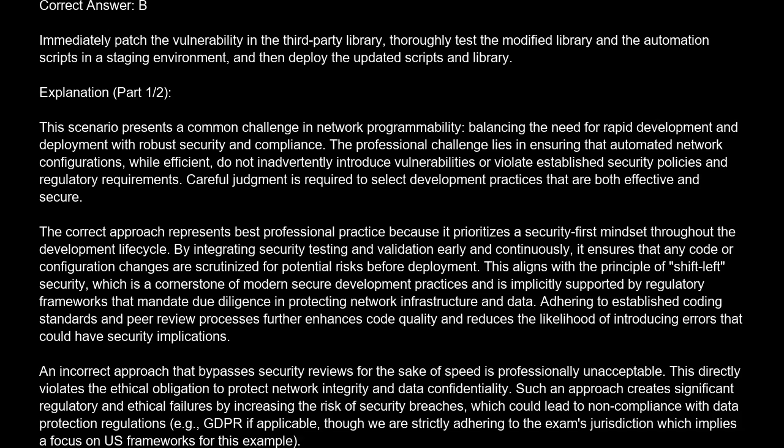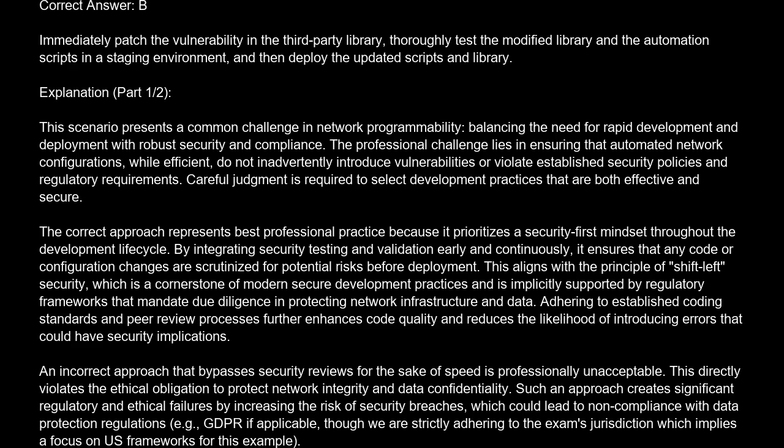The correct answer is B. Immediately patch the vulnerability in the third-party library, thoroughly test the modified library and the automation scripts in a staging environment, and then deploy the updated scripts and library. Explanation. This scenario presents a common challenge in network programmability, balancing the need for rapid development and deployment with robust security and compliance. The professional challenge lies in ensuring that automated network configurations, while efficient, do not inadvertently introduce vulnerabilities or violate established security policies and regulatory requirements. Careful judgment is required to select development practices that are both effective and secure.